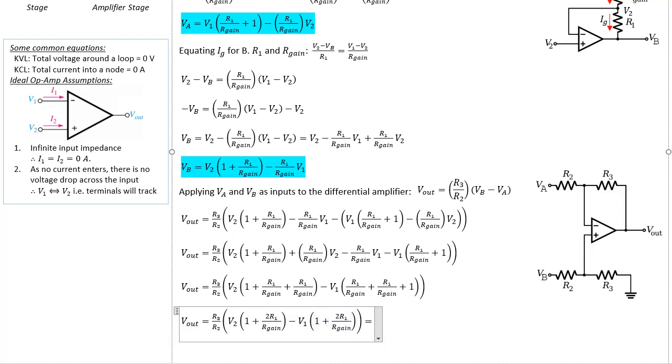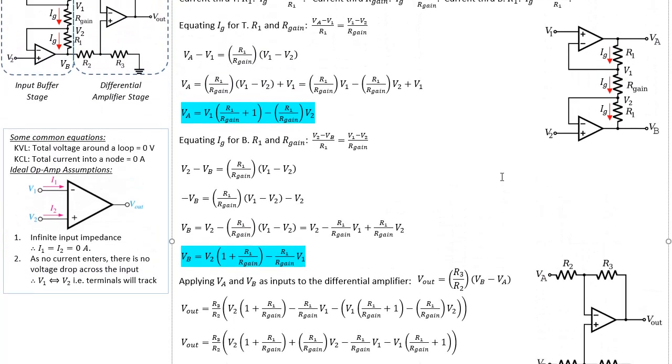So that becomes now you have three terms. You have R3 over R2, and then the next term is going to be 1 plus 2R1 over R gain. And then finally, we're going to have V2 minus V1. So what we have here finally is again a difference or a subtractor kind of circuit, V2 minus V1.